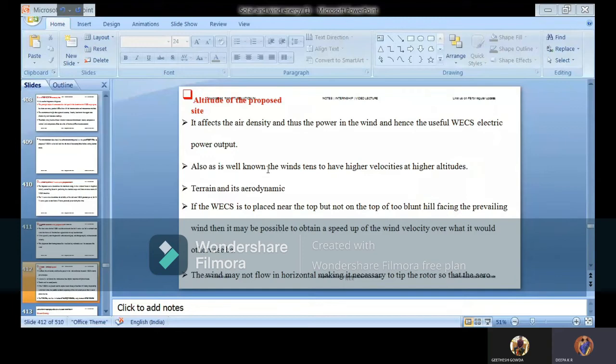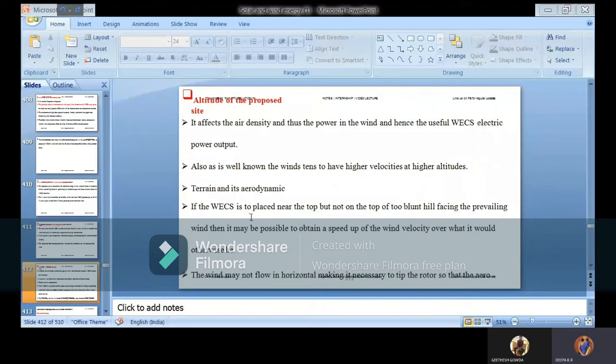Then also, as you well know, the wind tends to have higher velocities at higher altitudes. Means this is a natural phenomenon. At lower altitude, you'll have lower velocity, and at higher altitude, higher velocity. This is like from the meteorological people, you'll understand the strategy of specifying where we have higher wind and where we have lower wind. Then terrain and its aerodynamics. Of course, these terms are mechanical terms. Terrain and its aerodynamics, dynamics means movement. As we say, it is not constant. It is increasing, taking a U shape and getting back. So that will be considered.